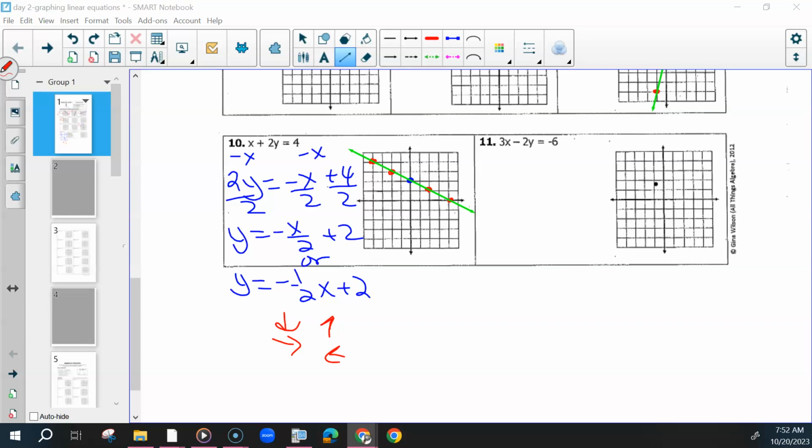Let's try another, and then I'll have you try. We'll go over any you guys want to do. I'll have you guys try a couple, and then we'll move on.